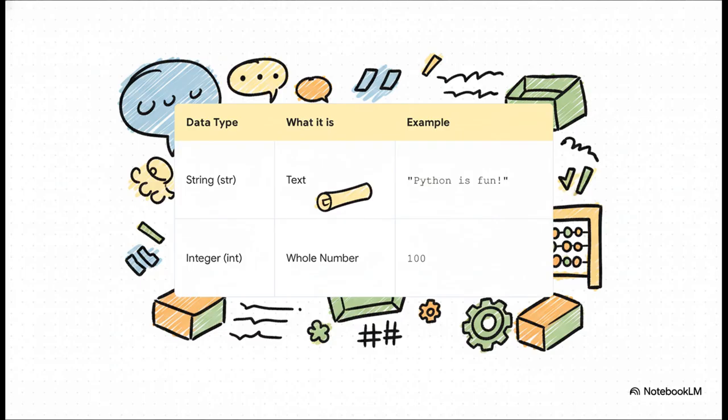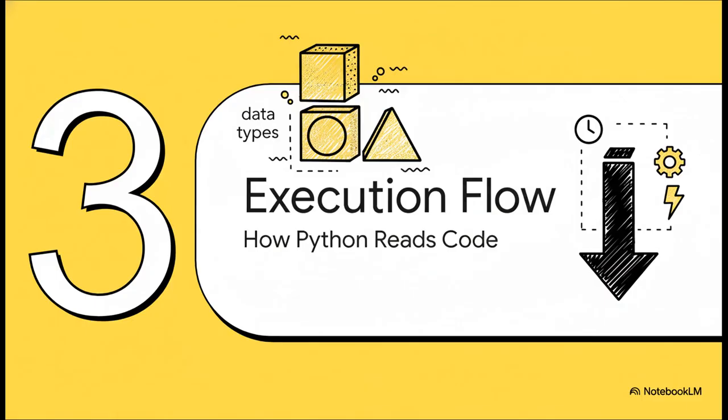So, let's do a quick recap here. A string, or str for short, is for any text inside quotes. An integer, or int, is for whole numbers. These two are really some of the most essential building blocks in all of programming. All right, so we've got our notes for humans, the comments, we've got our materials for the computer, our data types. Now for the final piece of the puzzle.